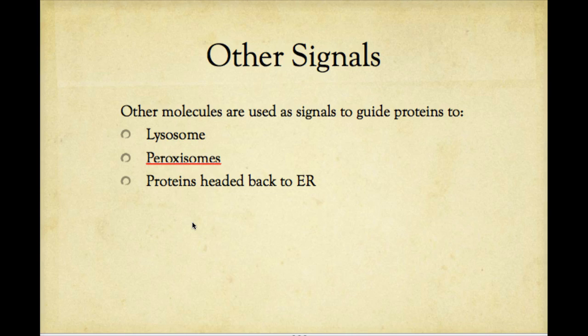Now, other molecules within the cell are used as signals to take proteins to different locations. In other words, there are other signal sequences. There are certain signal sequences that mark a protein as belonging in a lysosome. There are other sequences that mark a protein as belonging in a peroxisome, or a protein that needs to head right back to the RER. There are different signal sequences for different destinations.